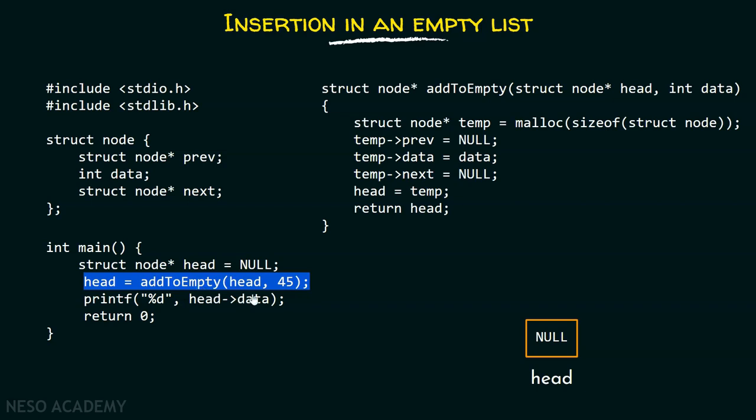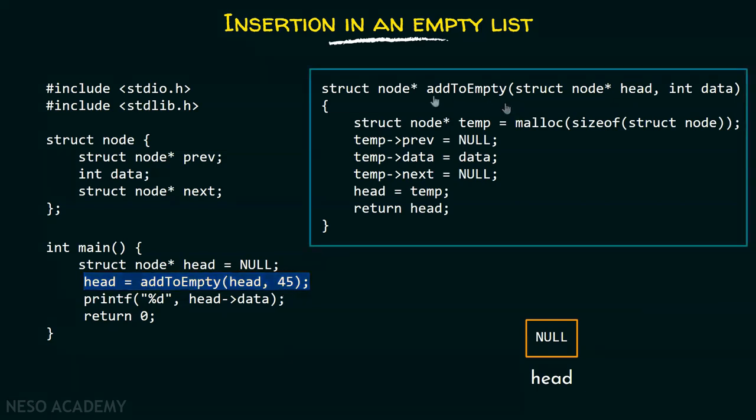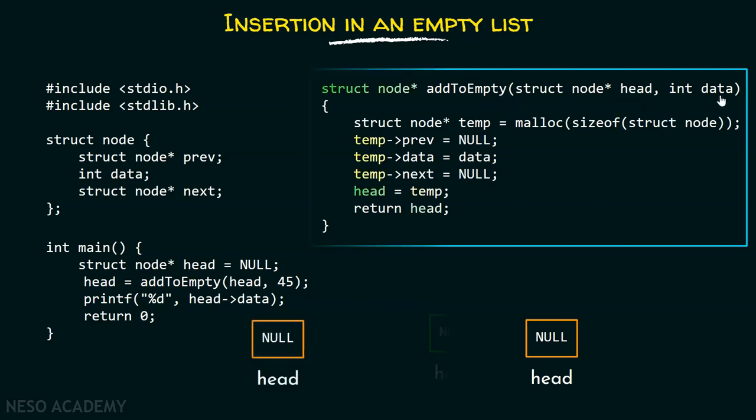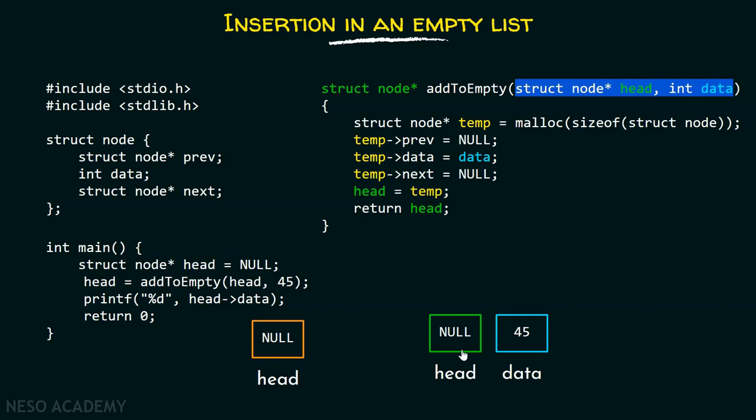To this function, I have passed head as well as the data. This data is 45 in this case. It could be any other value. And this is how the add_to_empty function looks like, which receives head as well as data. This head is local to this function and data is also local to this function.